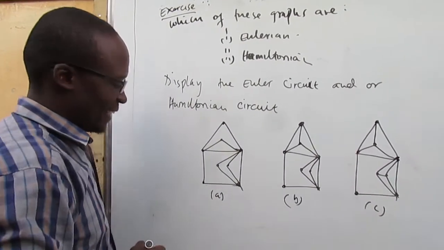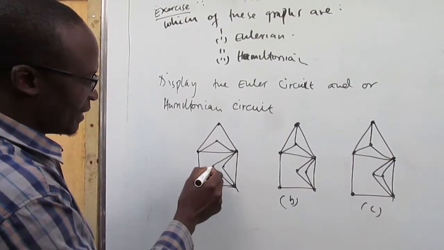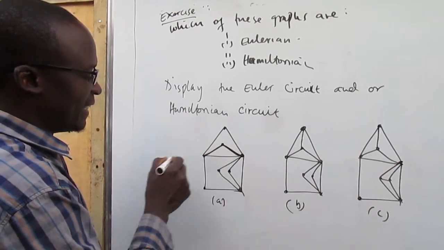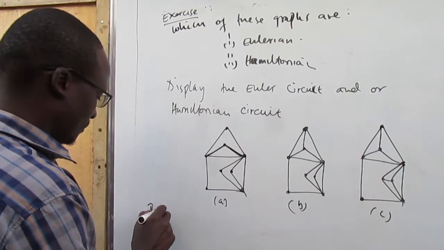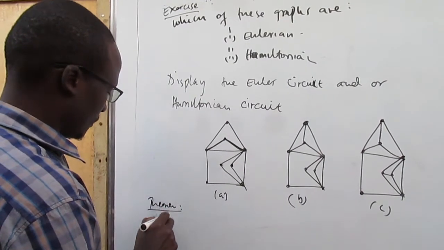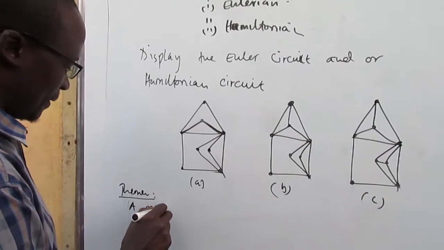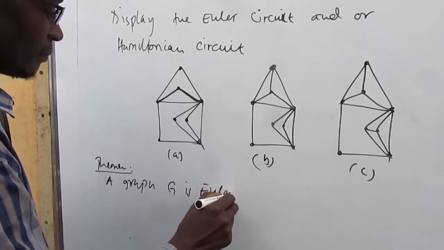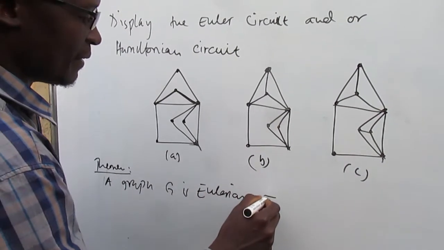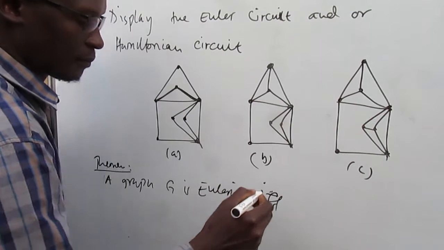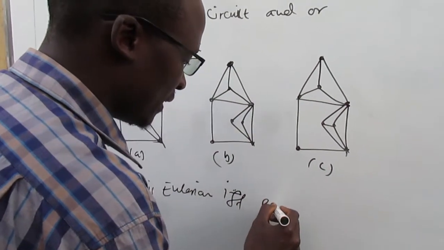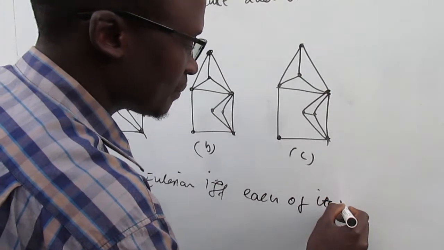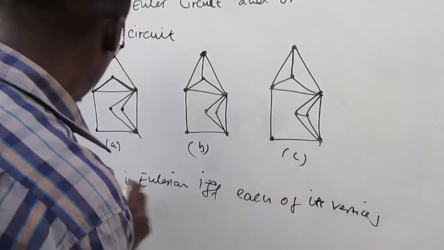But readily, I'll tell you something about Eulerian graphs. As a hint, there's a theorem that a graph G is Eulerian if and only if each of its vertices has an even valence.